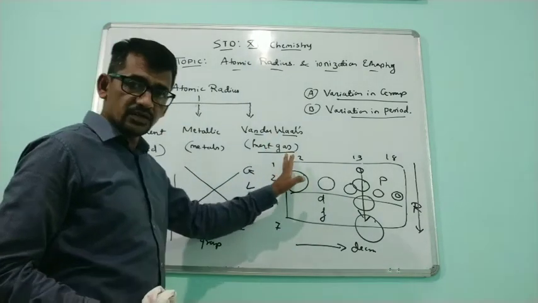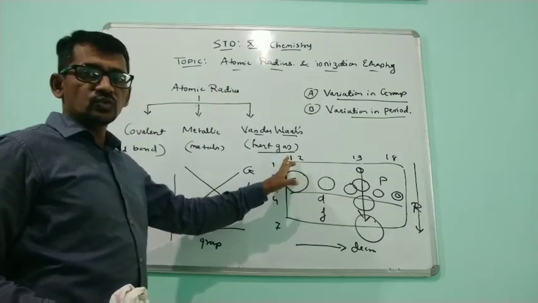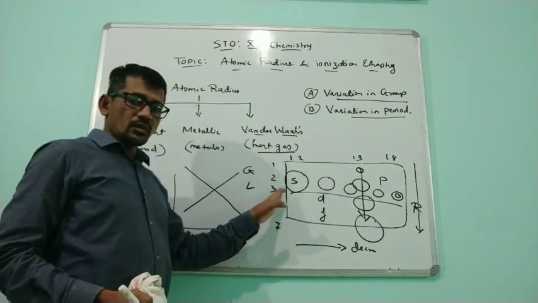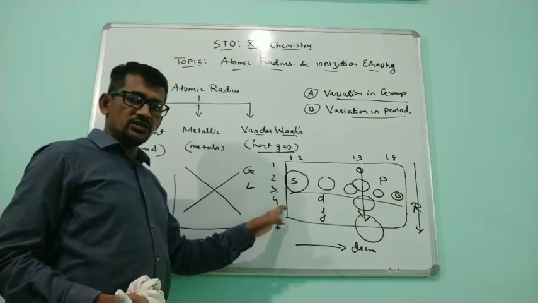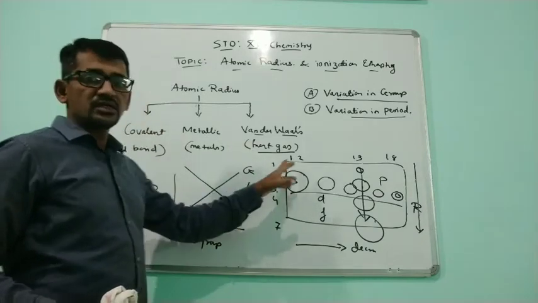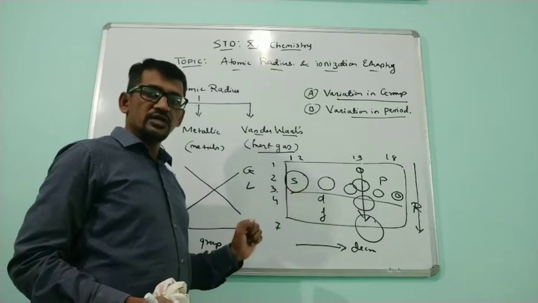Suppose we take alkali metals and alkaline earth metals: lithium, sodium, potassium, rubidium, cesium. These elements, when we go down the group, their radius increases. Second, calcium, magnesium, strontium, barium, radium, the radius increases.